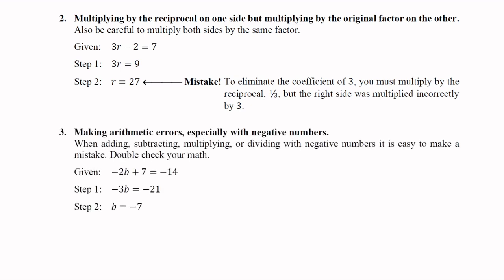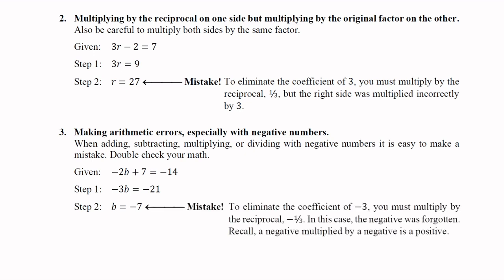For number 3, making arithmetic errors, especially with negative numbers. When adding, subtracting, multiplying, or dividing with negative numbers, it is easy to make a mistake. Double check your math. So we're given negative 2b plus 7 is equal to negative 14. Well, if we subtract 7 from each side, that gets us to step 1, so that checks out. But going to step 2, we divided the left side by negative 3, but we divided the right side by positive 3. Okay? So in this case, the negative was forgotten.